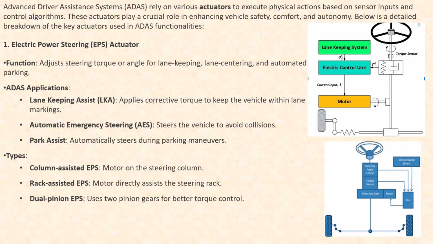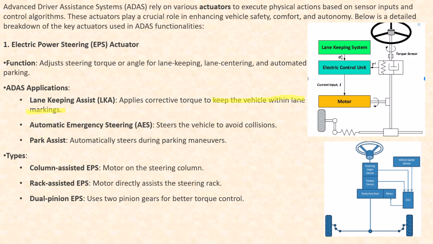When it comes to lane keeping assist, it applies the corrective torque to keep the vehicle within the lane. This sentence is very important. It is the electric power steering which is actually keeping the vehicle in the lane, and it also plays an important role in automatic emergency steering. It steers the vehicle to avoid collisions. You understand the importance of this actuator, because when it comes to steering, it can be ASIL D functionality. It can be an ASIL D criticality, so failure of this can lead to fatality. That's the reason electric power steering is a very important actuator when it comes to ADAS.